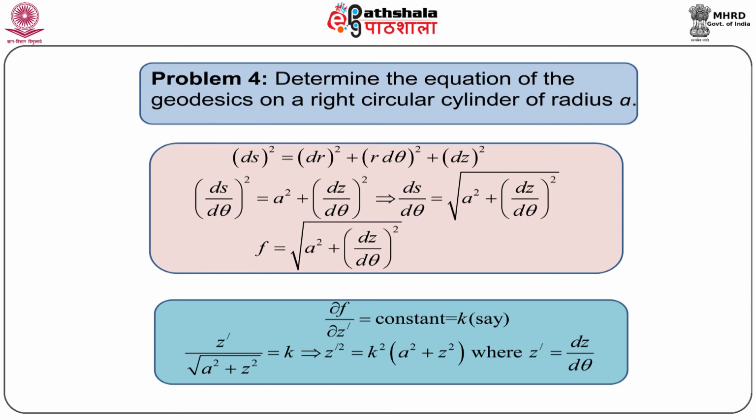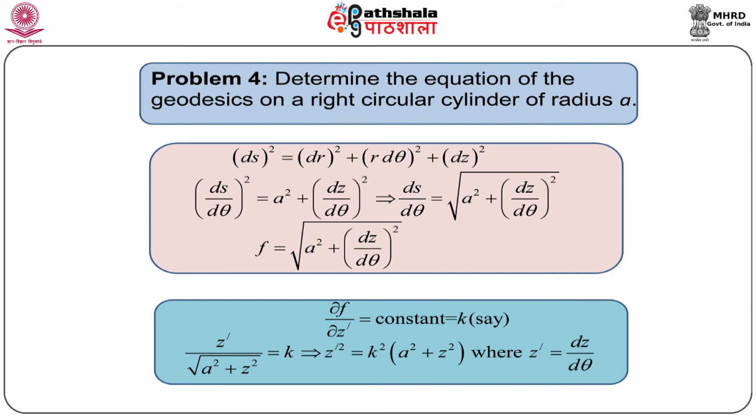Consider another problem. Determine the equation of the geodesics on a right circular cylinder of radius a. In cylindrical coordinates small r, theta and z, we have this relation, that is ds square equal to dr square plus r square d theta square plus dz square. This can be written in this way.